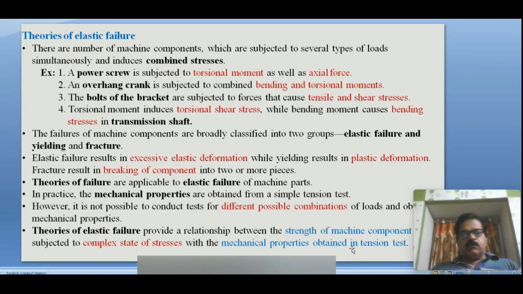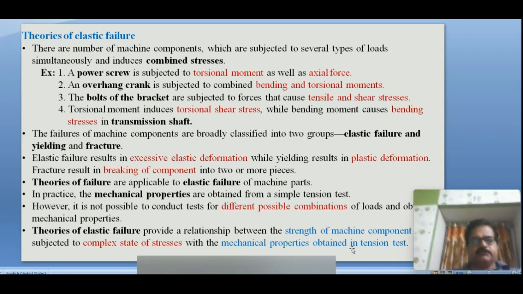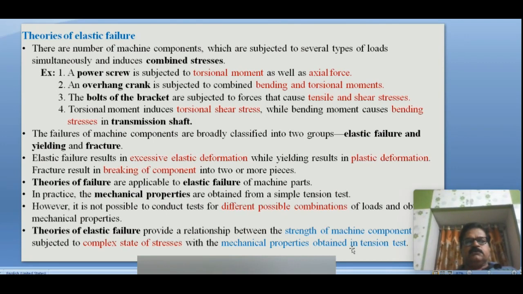And then we move on to the theories of elastic failure. There are a number of machine components which are subjected to several types of loads simultaneously and induce combined stresses. If we take the example of a power screw, it is subjected to torsional moment as well as axial force. An overhang crank is subjected to both bending as well as torsional moment. Likewise, certain machine elements are subjected to a complex state of stresses.